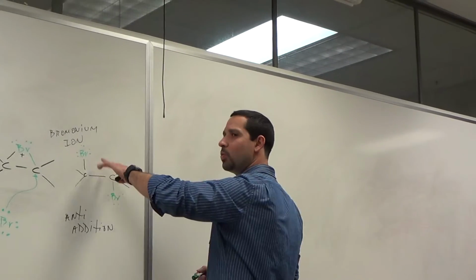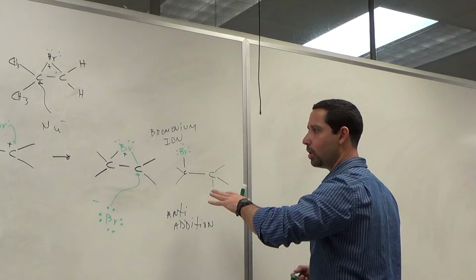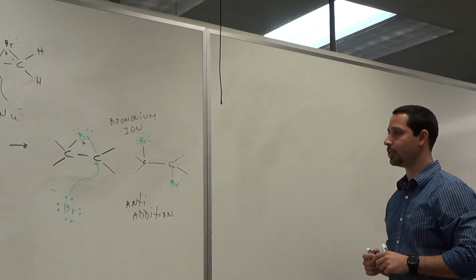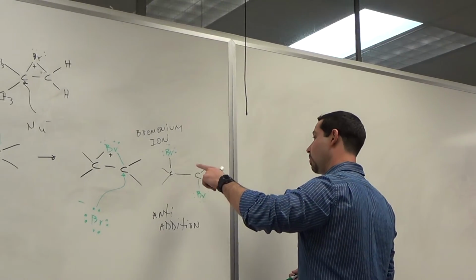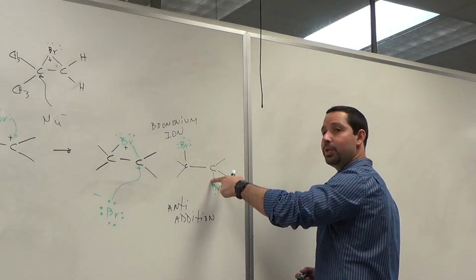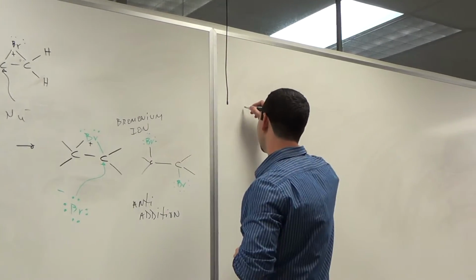So what type of addition was this? Anti-addition. Is this related to Markovnikov? No, it's not related to Markovnikov, this is anti-addition. So whenever you draw this, if there is a way, you have to show me that this bond is opposite to this bond, yes? To show that anti-addition.